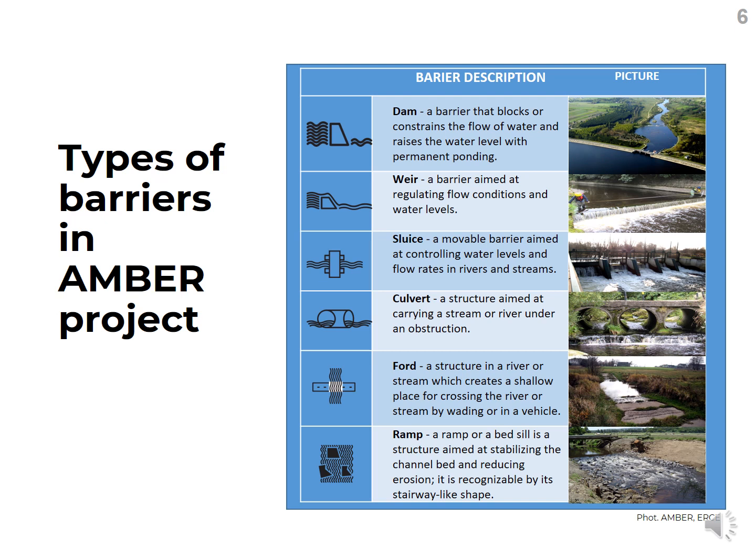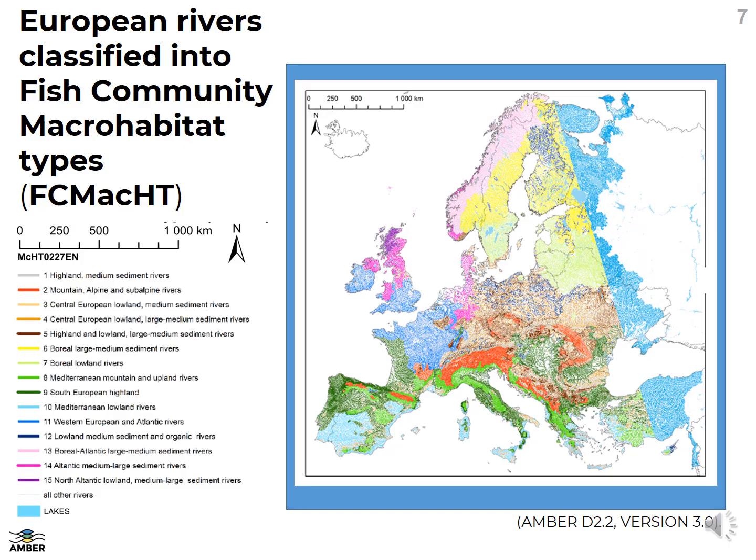These barriers are not the same. They are dams, weirs, sluices, culverts, and all of them have different sorts of impact. This impact varies also depending on the communities that occupy the rivers where the barriers are placed. To address this issue, the scientists of Project AMBER analyzed fisheries data collected by the European Union and developed a classification of rivers into macrohabitat types that can be seen on this map.